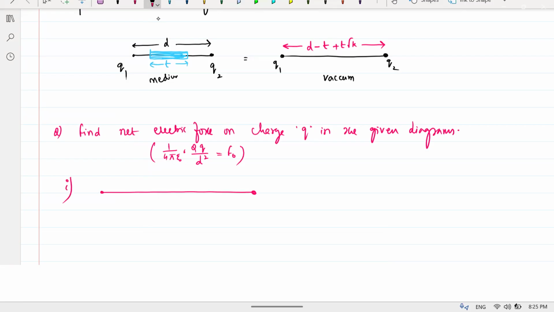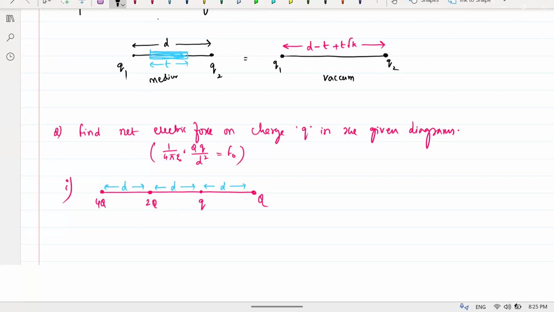Here we are having a charge 4q, here a charge 2q, here a charge of small q, and here a charge of capital Q. The distance between them: this distance is d, this distance is also d, and this distance is also d. Tell me, what will be the force on small q?